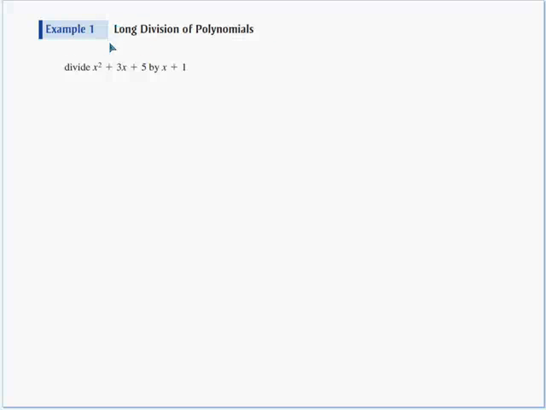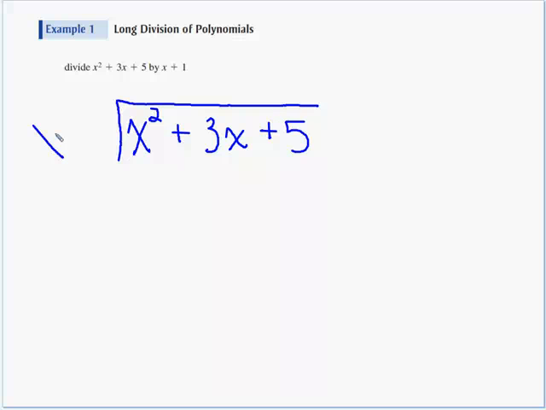Here's another example using long division of polynomials. This one's a little shorter. Here we just have an x squared term, an x term, and a 5, and we're just dividing it by that little binomial x plus 1. Well, let's get ready here. We got our x squared plus 3x plus 5, and we are going to divide into that x plus 1.